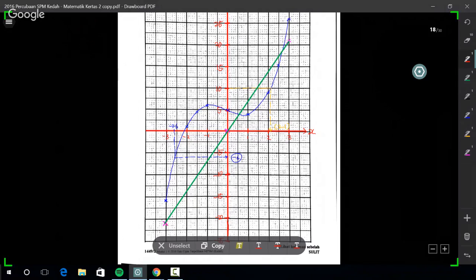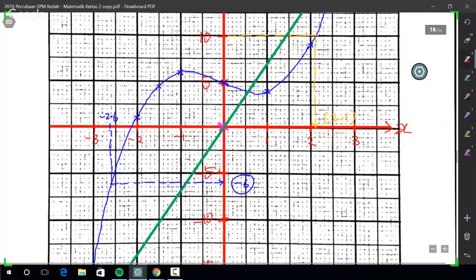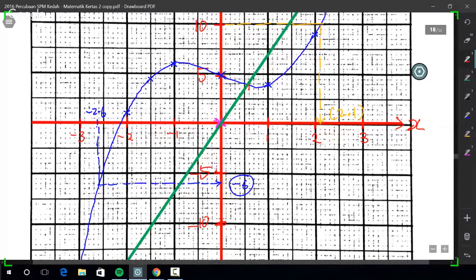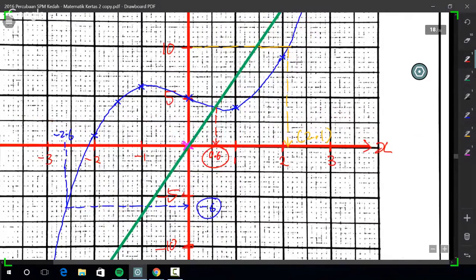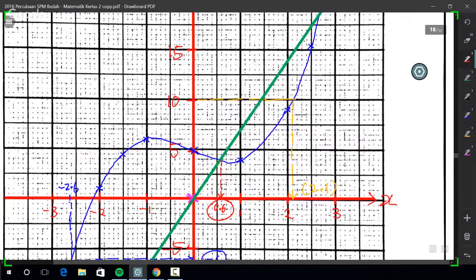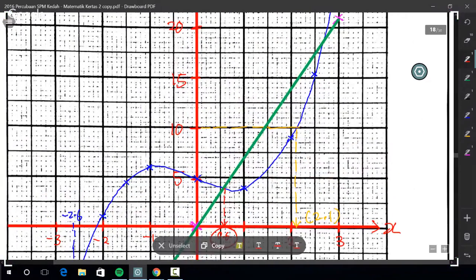After I join them together already, I will try to write out all the intersection points. First intersection point is over here, isn't it? So this one maybe is 0.6. So first answer is 0.6. Of course, you don't draw the circle. The circle is just for me to show you. All right, the second maybe is over here.